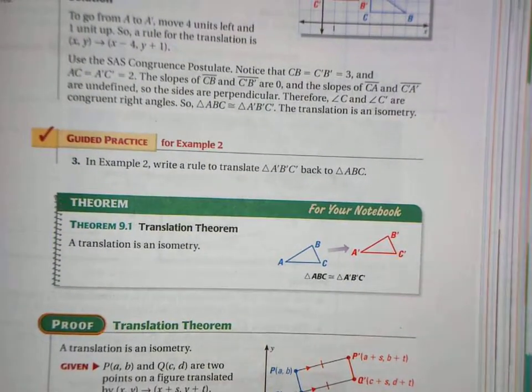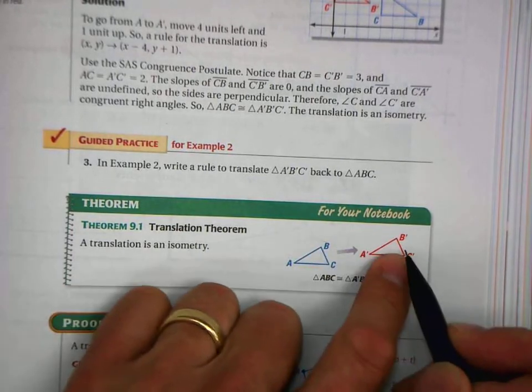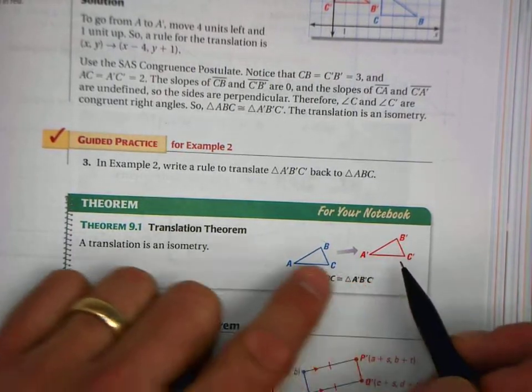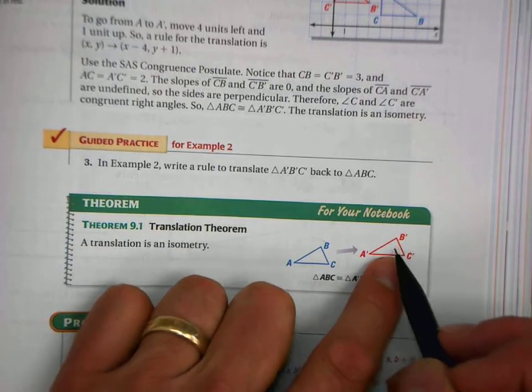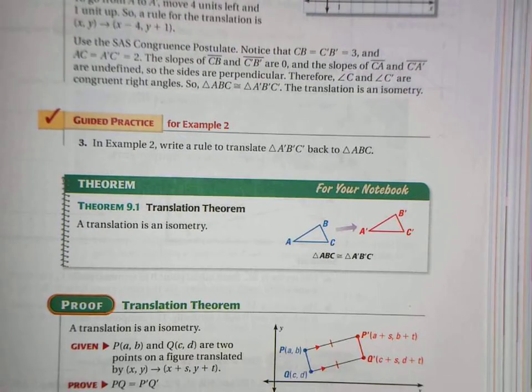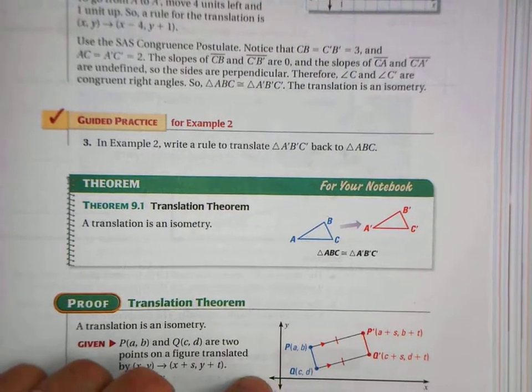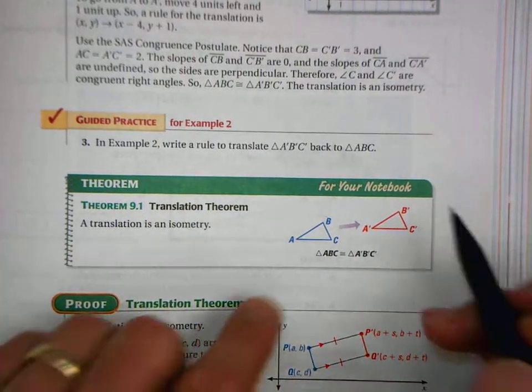So in other words, if you were to map this pre-image, for example, onto the image, then they would overlap right on top of each other because they are the same shape. And this transformation does not distort the image, doesn't change the length or the angle measures.